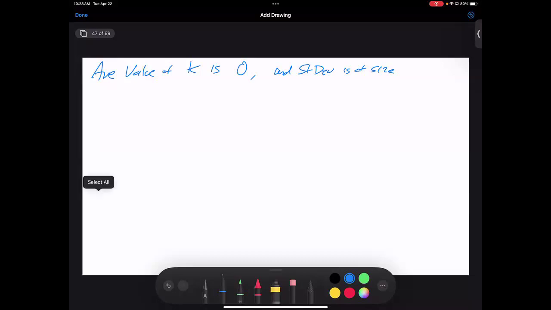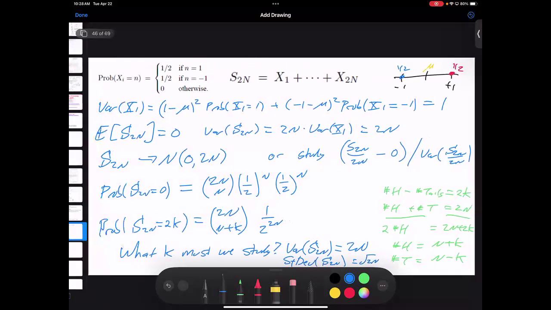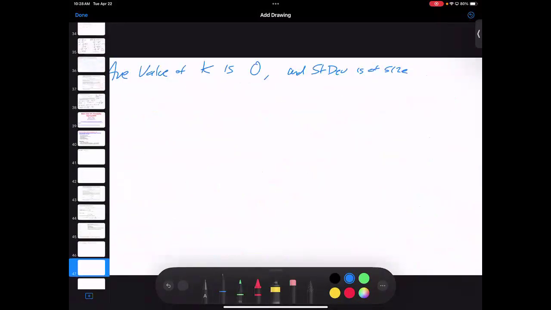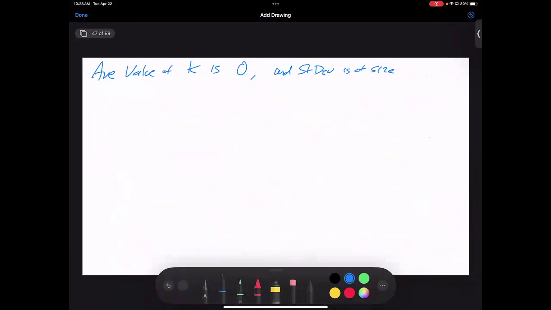Nope. You're close though. We showed the variance of S_2n is of size 2n. The standard deviation is of size square root of 2n. So what do we expect the standard deviation of k to be? That should be of size square root of n. I don't care about the constant in front. I just care that it's of size square root of n.